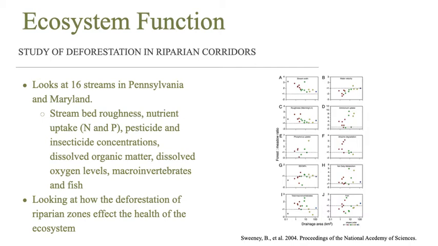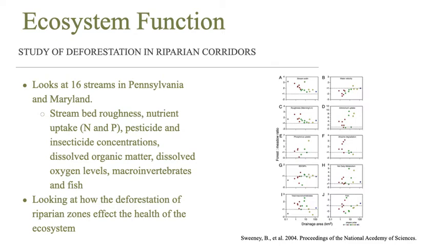So, this one study that I looked at was looking at some streams in Pennsylvania and in Maryland. And they wanted to see how deforestation of the riparian zones affects the health of the stream and therefore the ecosystem, because the stream is a good indicator of ecosystem health. And they just wanted to see how interrelated these things were, because a lot of people would argue that the trees don't really affect what's happening in the stream, but these people wanted to study it.